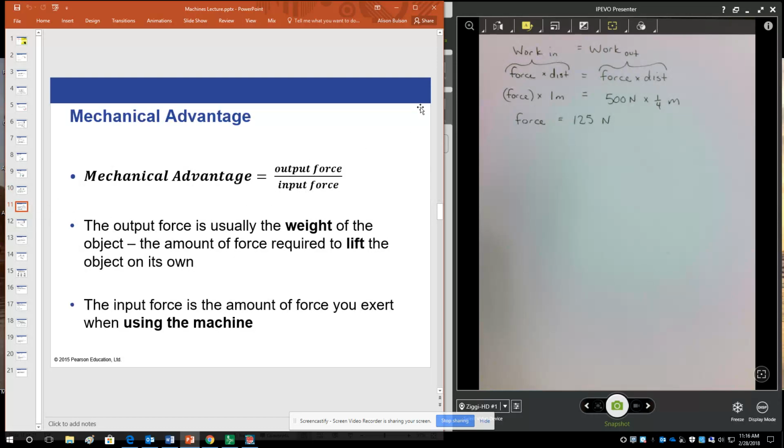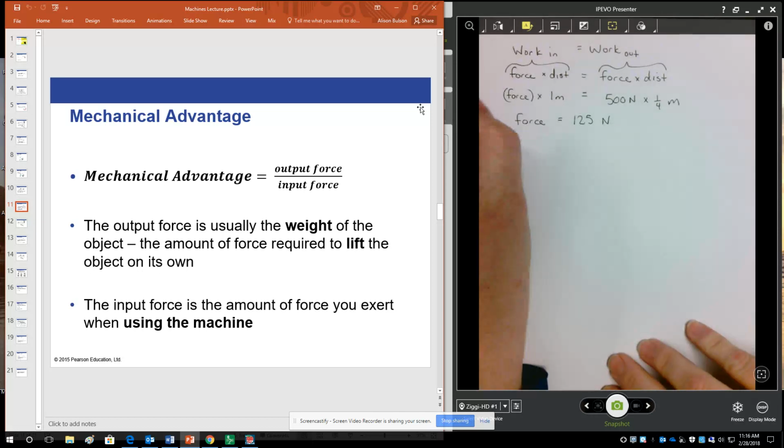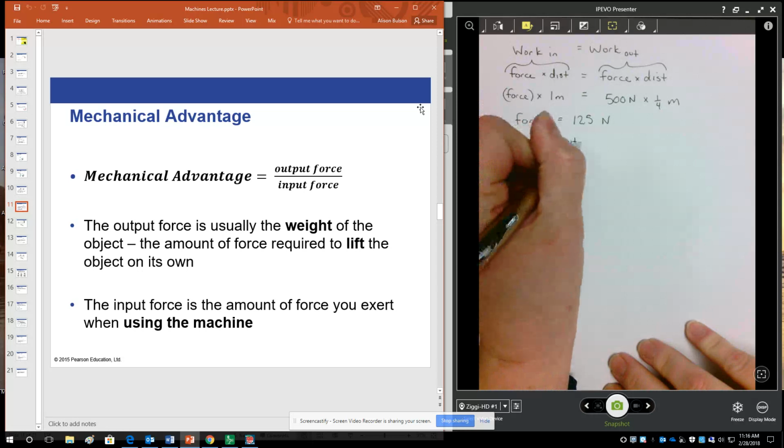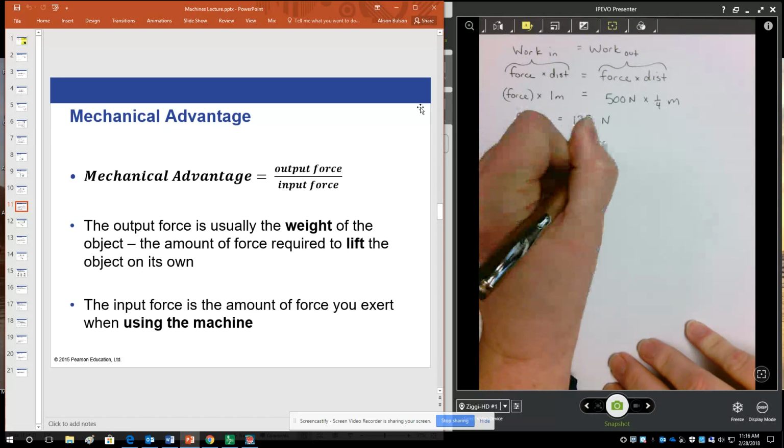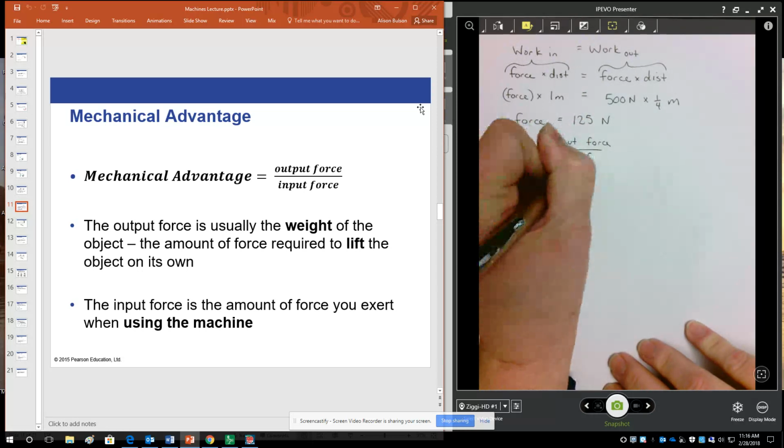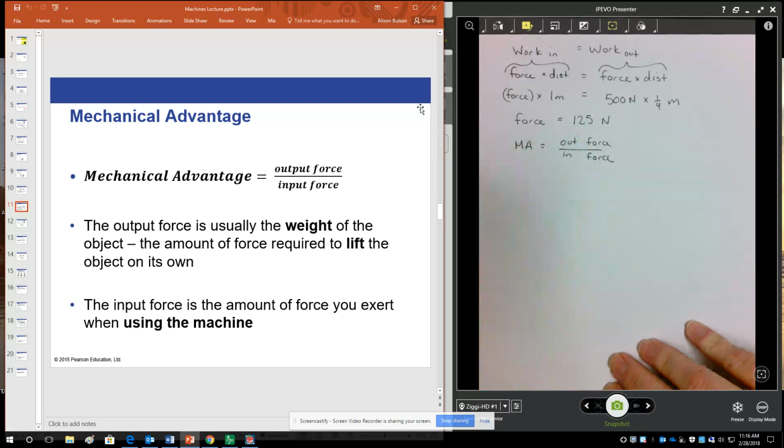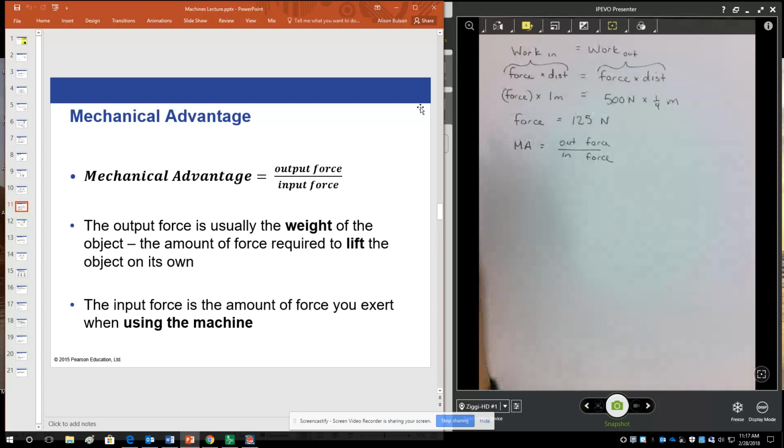So, mechanical advantage is a way to talk about how much a simple machine increases or decreases force. Mechanical advantage, which I'm going to abbreviate in my own writing as MA, is output force divided by input force. The output force is usually the weight of the object, the amount of force required to lift the object straight up on its own. And the input force is always the amount of force you exert when using the machine.